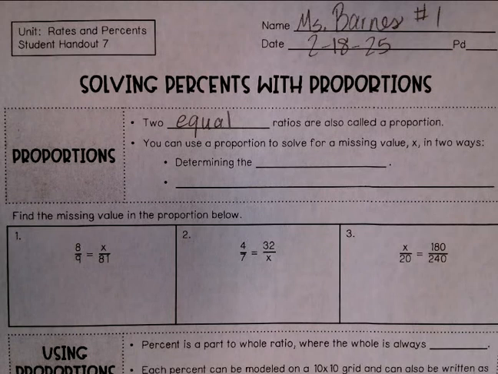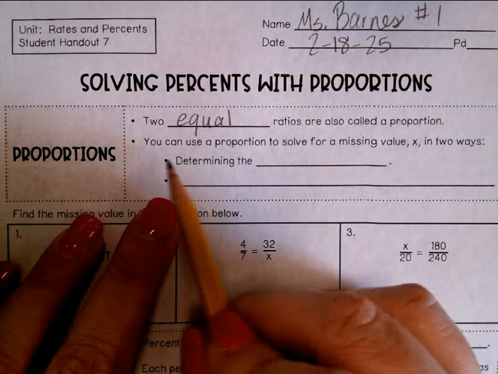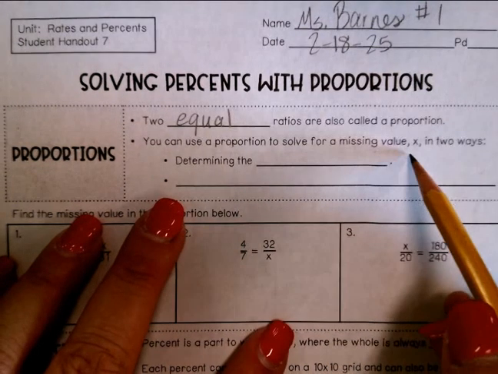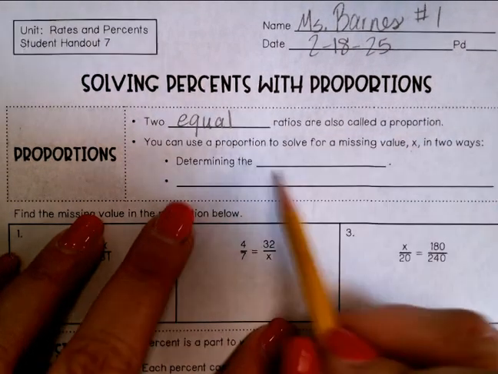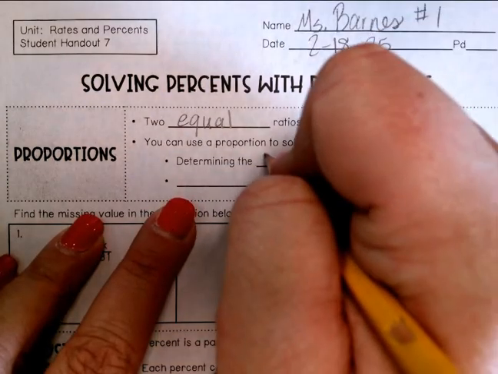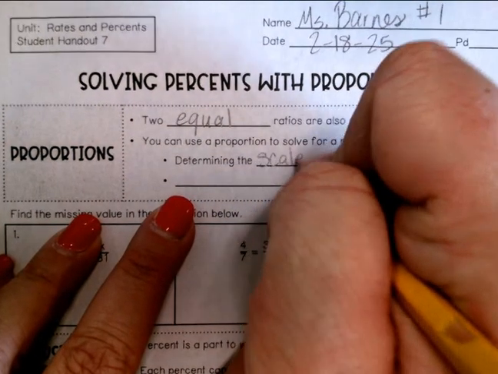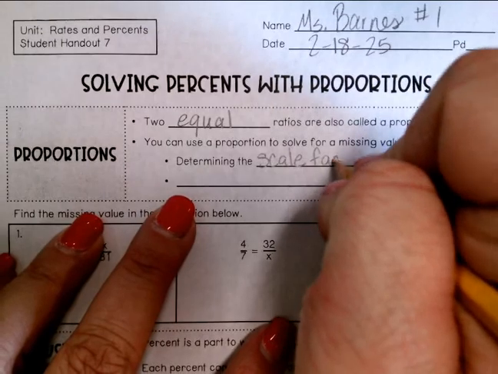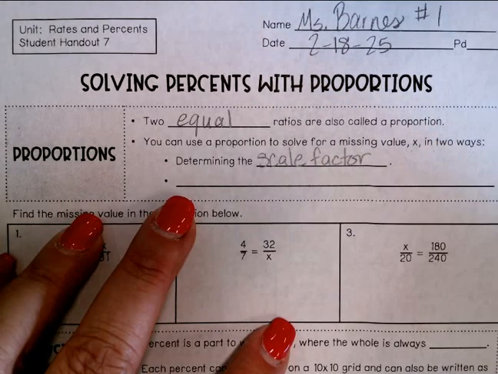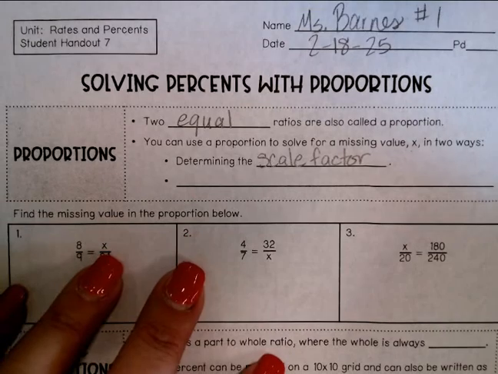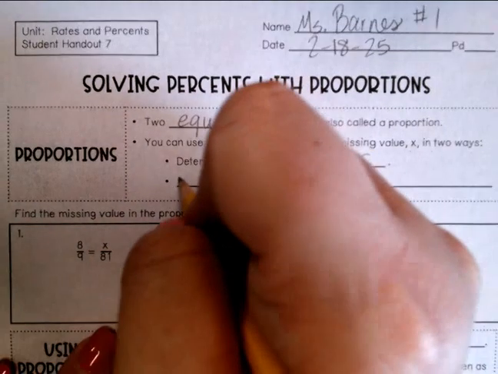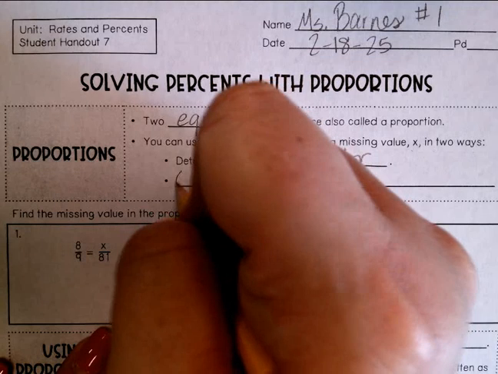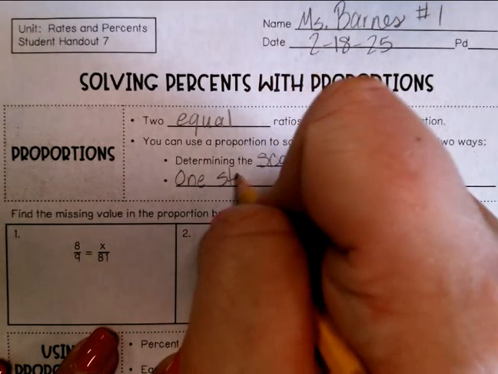But remember, proportions are just like ratios. They're still equal. You can use a proportion to solve for a missing value x in two ways. The first way is to determine the scale factor. The second way is to use a one-step equation.